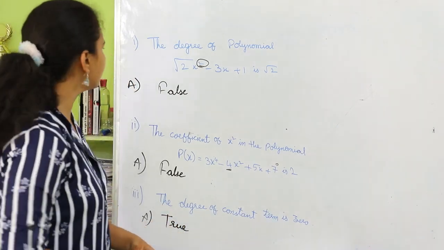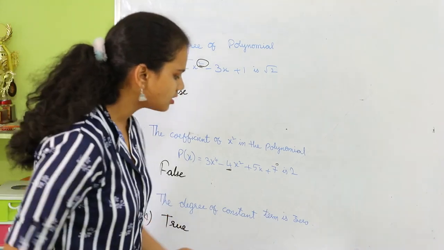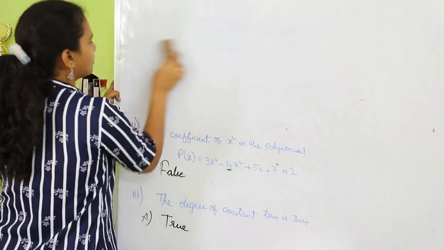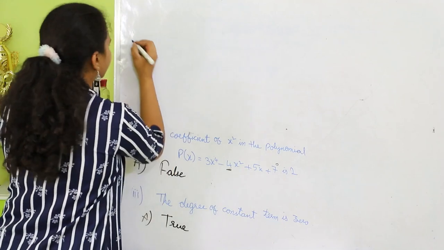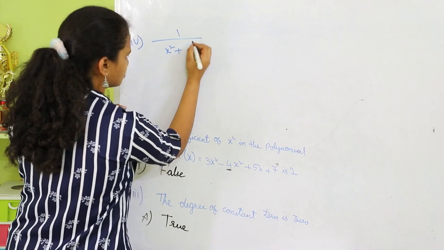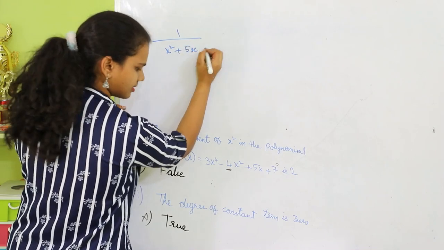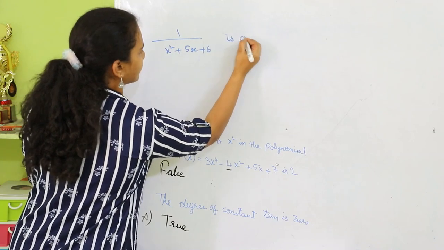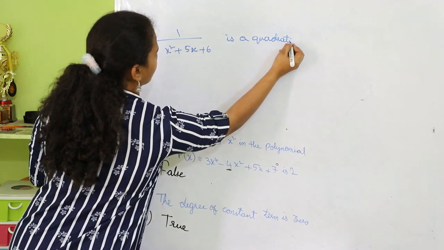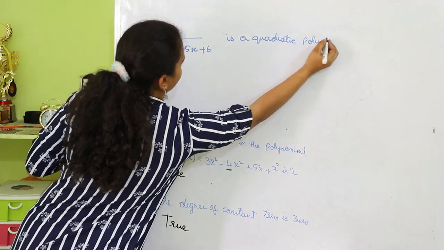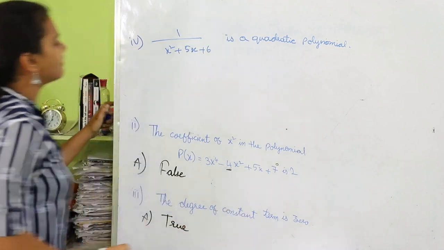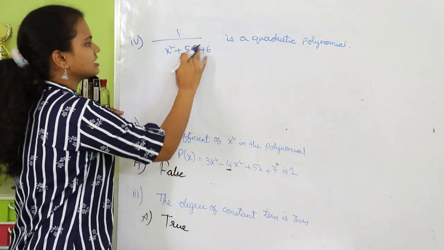Clear? Now let me go for the fourth statement. Here they have given a quadratic equation in fractional form. Let me write down the statement first, then we will discuss it. 1 by x square plus 5x plus 6 is a quadratic polynomial. Is this true or false? Think and answer this question.